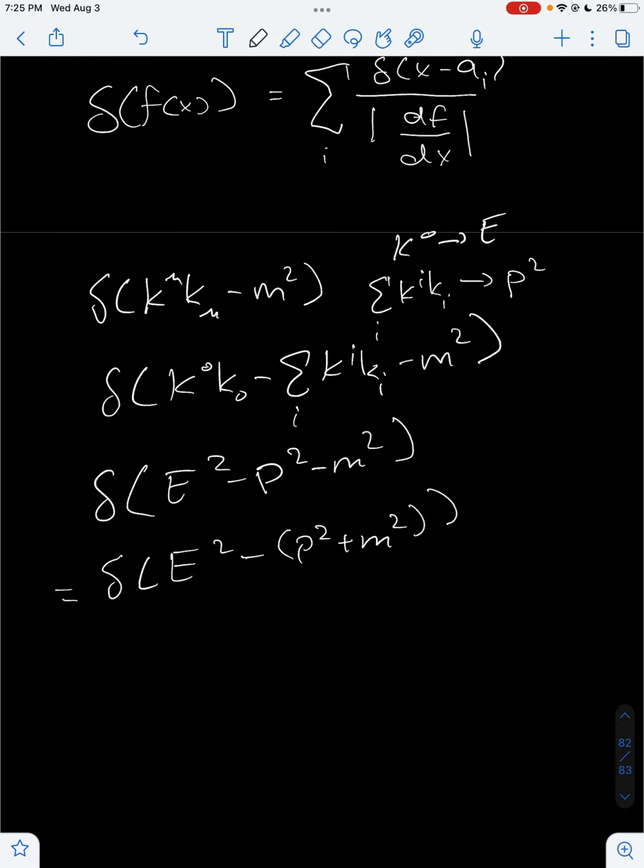And what we can do now is we can notice that this is a difference of squares, kind of.